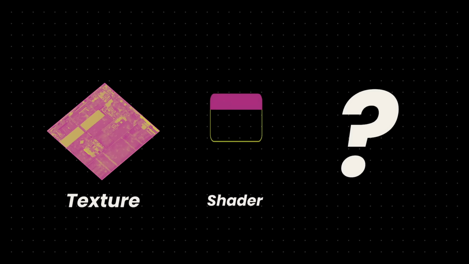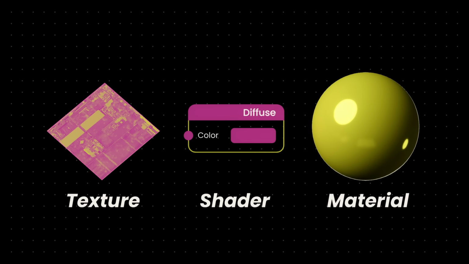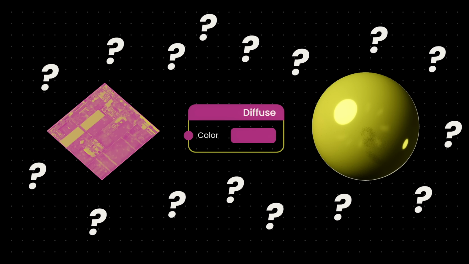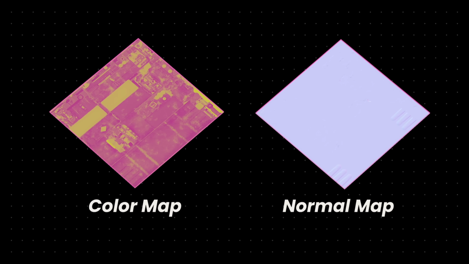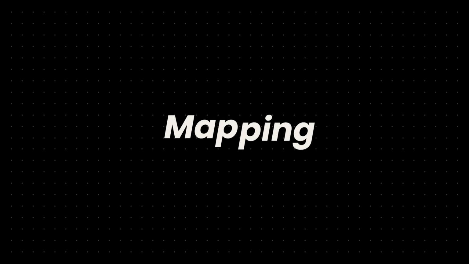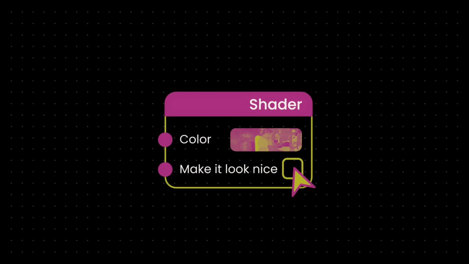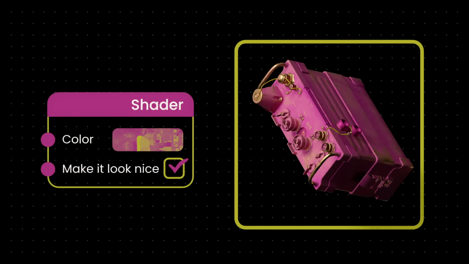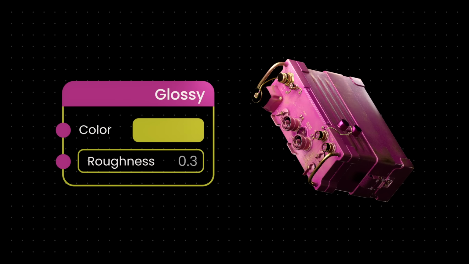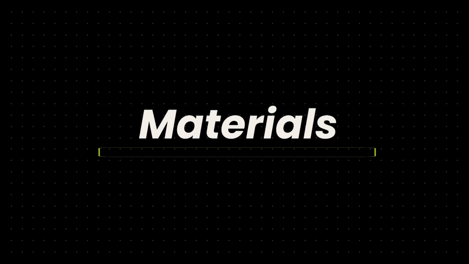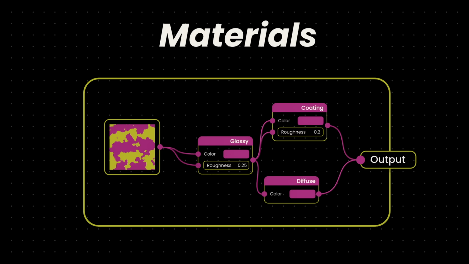There are three words that often come up when working with materials: textures, shaders, and of course, materials. But what do they mean and what are the differences? Textures are images like color maps or normal maps that are used in your material. And map is just a shortening for mapping. For example, the color map, which feeds colors into the shader. Shaders take those textures and decide how they look on screen. For example, an emission shader makes something glow, while a glossy shader controls how shiny or rough the surface is. Materials, on the other hand, contain the textures and shaders used to create the final look.